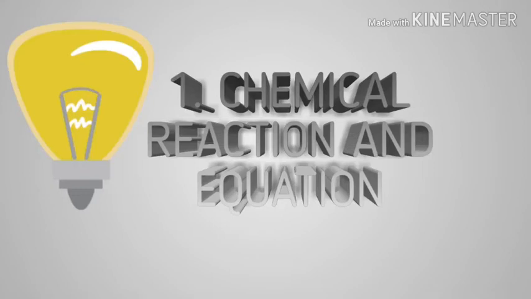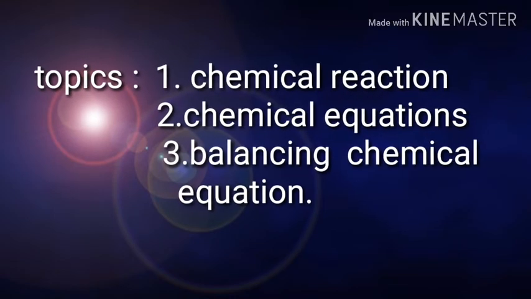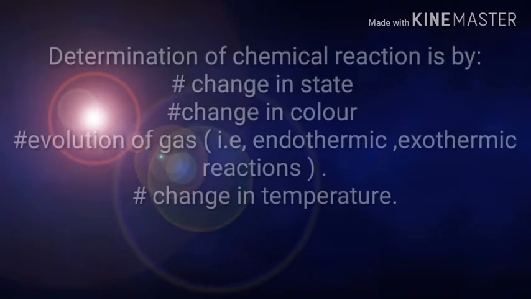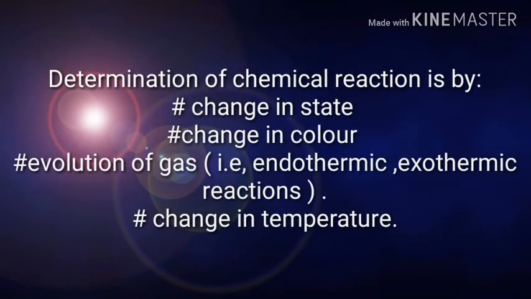This is the first chapter, Chemical Reactions and Equations. In this part, we are going to study the topics related to chemical reactions, chemical equations, and their balancing. So, first of all, how can we determine visually that chemical reactions took place?